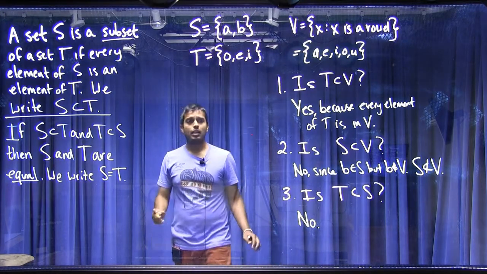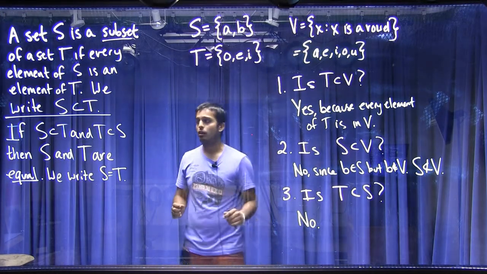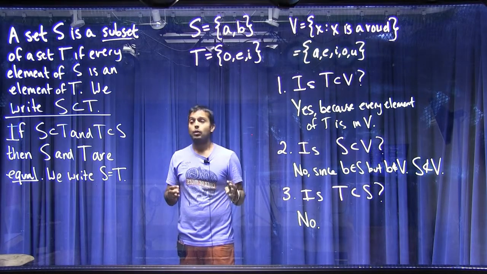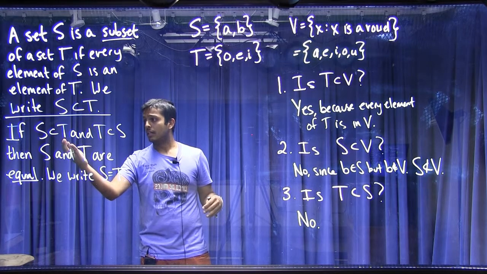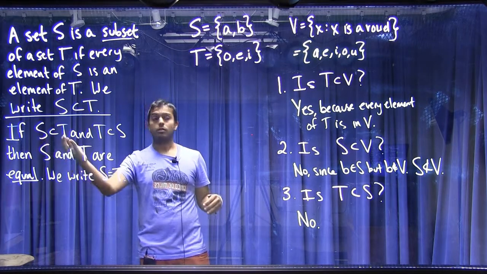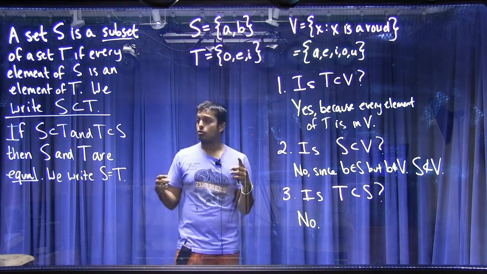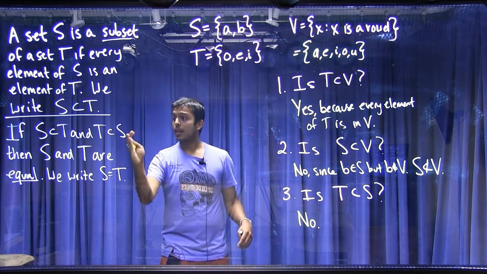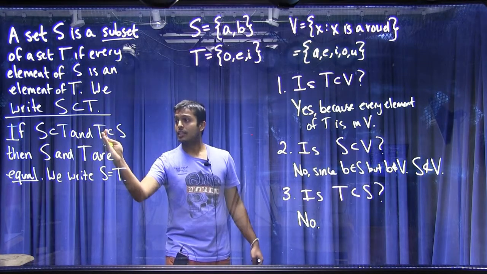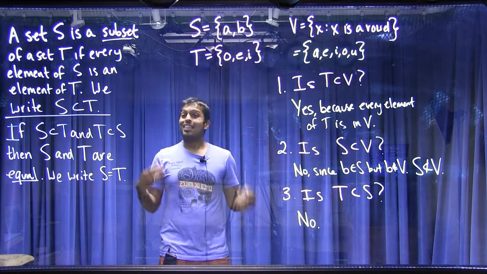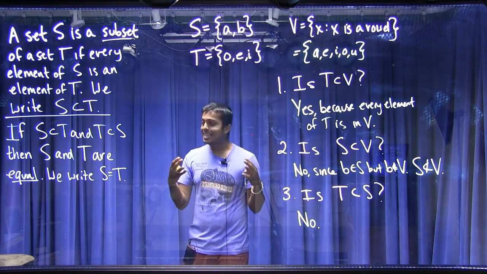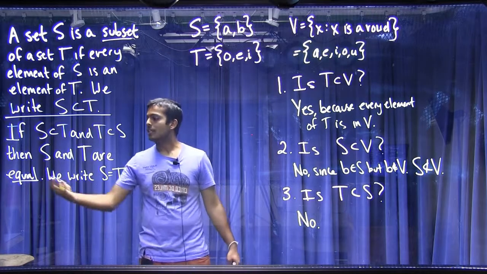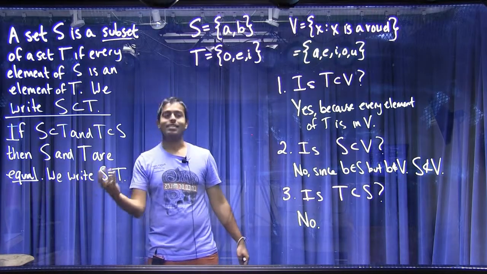And finally, the last thing I want to say about subsets for this video is talking about equality. So if I have two sets S and T, and S is a subset of T, that means everything in S is also in T. If it's also true that T is a subset of S, that means everything that's in T is also in S. That means that S and T have exactly the same elements. And in that case, we say that S and T are equal, and we write S is equal to T.